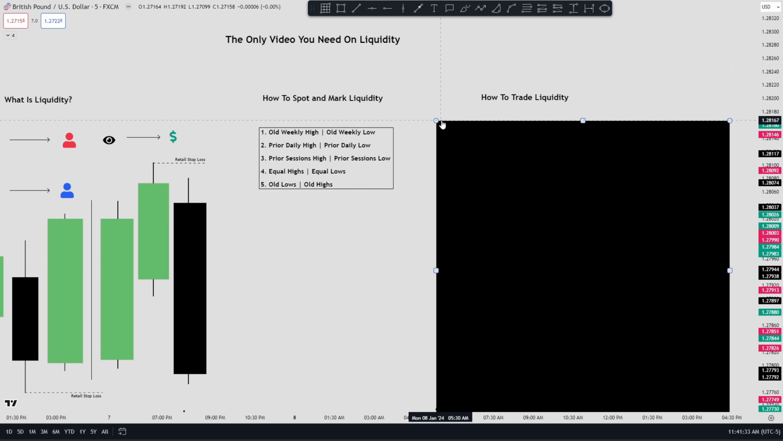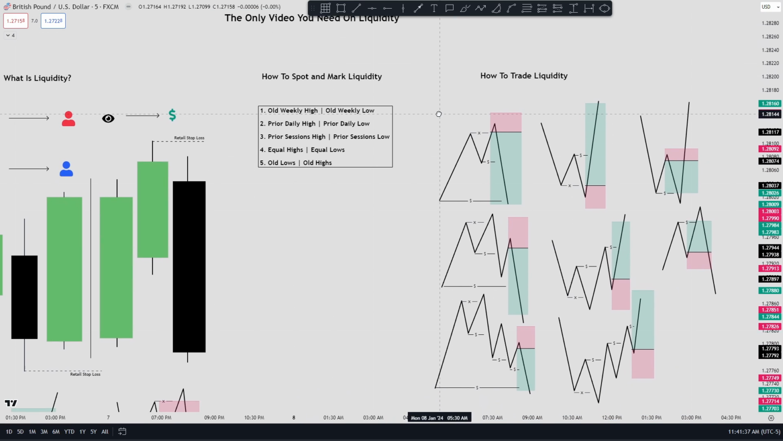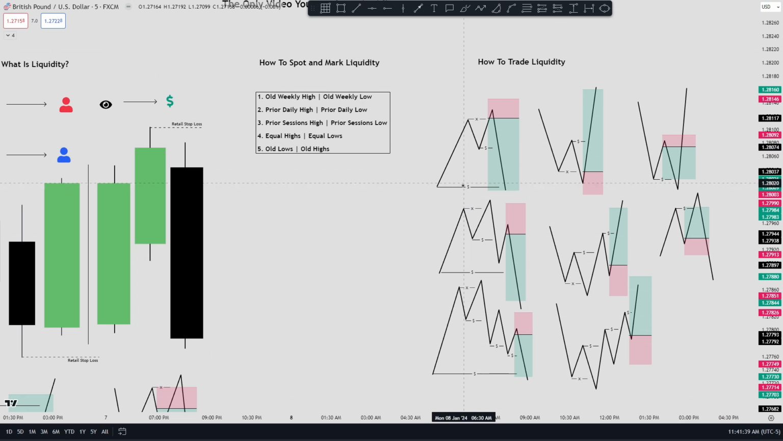Next, we want to get into how to trade liquidity exactly. So this is for your bearish scenarios. We have a high here, price comes lower, price then comes up, takes out this high. The X is marked as a liquidity sweep. A liquidity sweep is when we take out a high and then we reverse. So that is what the X is for.